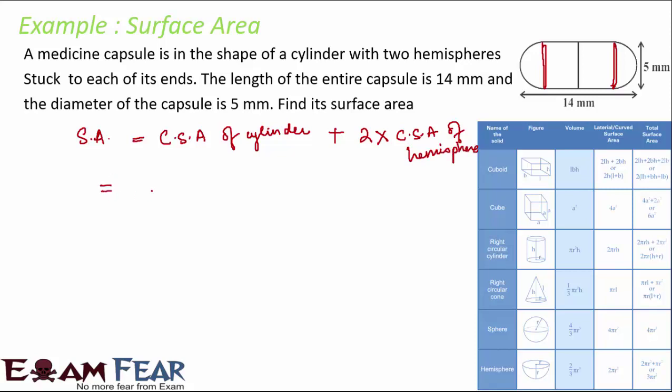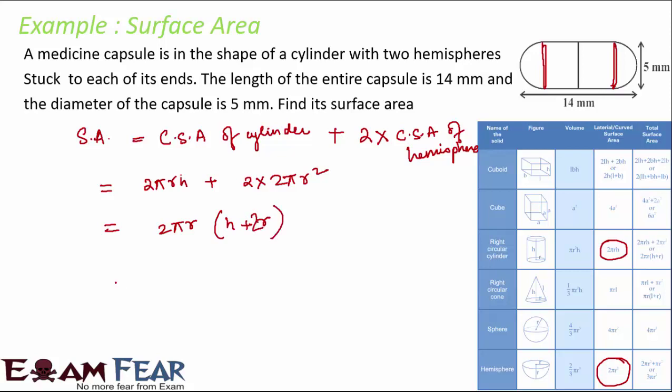So now if you use the formula, the curved surface area of a cylinder is 2 pi rh, and the curved surface area of a hemisphere is 2 pi r square. So this would be 2 pi rh plus 2 into 2 pi r square. So this would be equal to 2 pi r into (h plus 2r). So now let's put the values. 2 into 22 by 7 into radius. The diameter is 5 millimeters, so the radius would be 5 by 2 millimeter. H, that is the height of the cylinder, which is given as 14 millimeter.